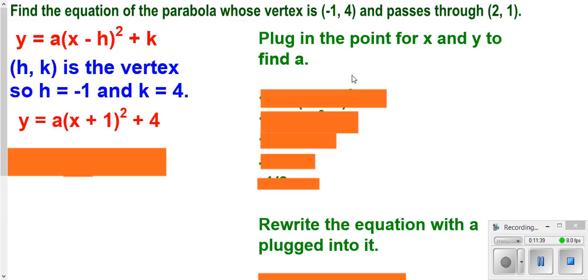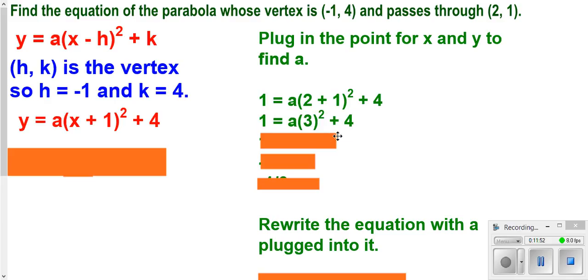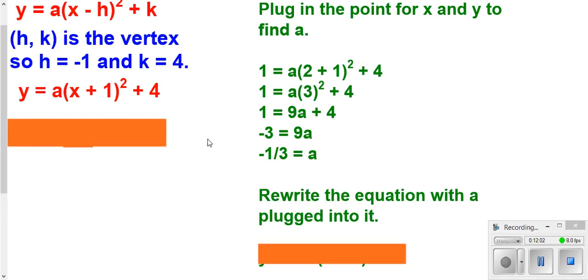That allows me then to be able to figure out what a is, because if I plug in my 2 right here and my 1 right here, I have then just one equation. I can go ahead and solve for a. So simplifying this down, I can get a 3 squared here, which gives me a 9a. Subtract my 4 from both sides, divide by the 9, and I get -1/3. So all I'm going to do is rewrite this right here with the correct value of a in it, and that means I'll be done with this problem.